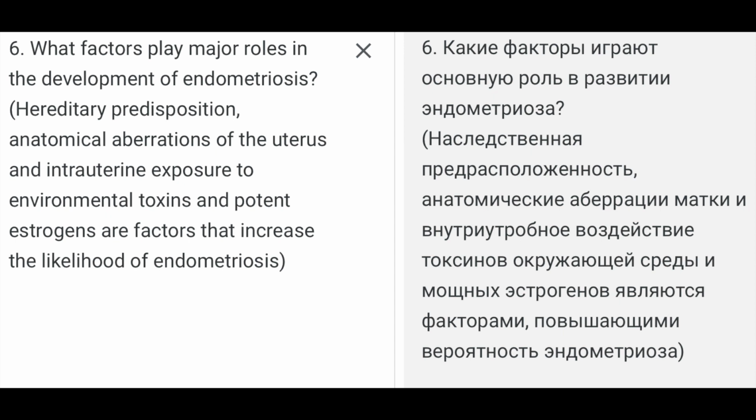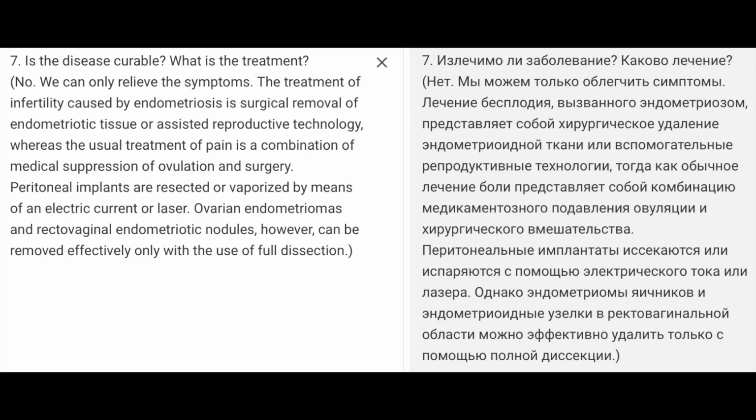6. What factors play major roles in the development of endometriosis? Hereditary predisposition, anatomical dysfunction of the uterus and exposure of the girl embryo to environmental toxins and potent estrogens are factors that increase the likelihood of endometriosis. 7. Is the disease curable? What is the treatment? No.